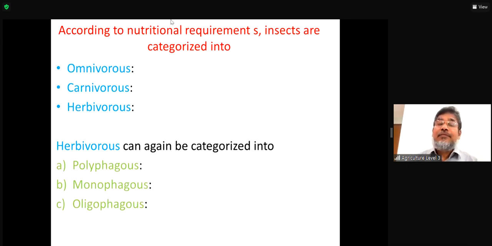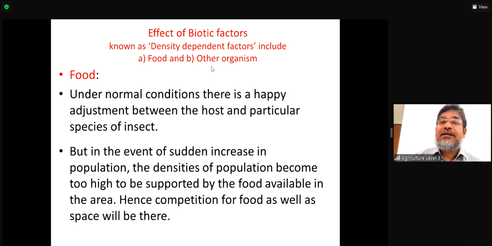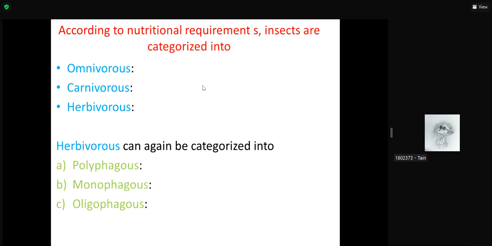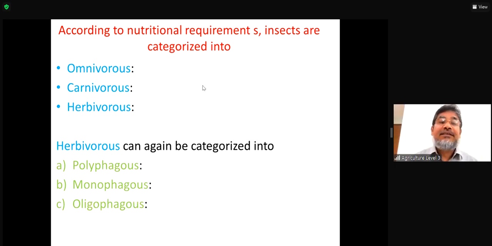Now come to the other factors, other organisms. What are other organisms? In nature, there are not only these insect species in the fields; there are many other insects. Insects have to interact with the others. That interaction is ecology. What is ecology? I told you, the interaction with environmental factors is ecology. So insects interact with environmental non-living factors as well as with living factors.